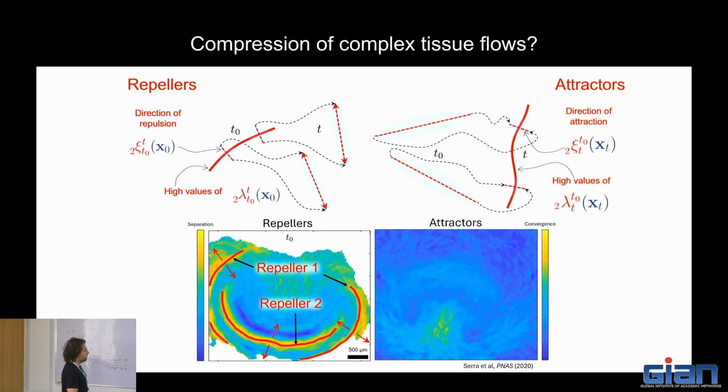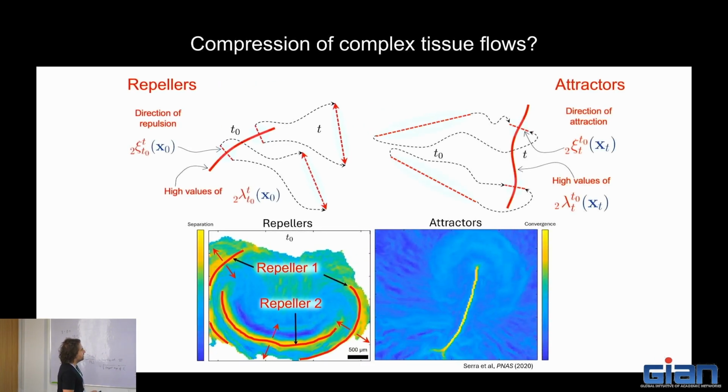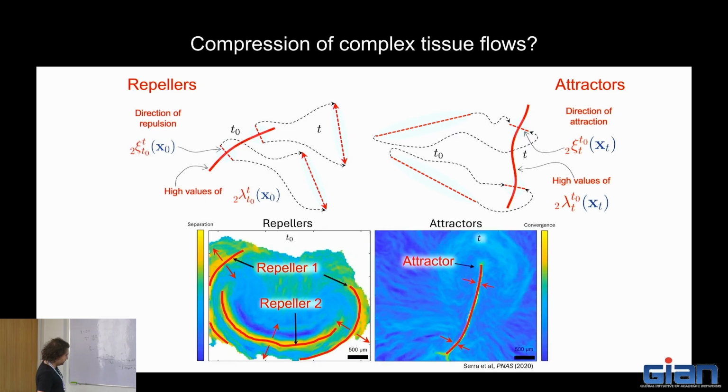This is also what we did yesterday. So you can compute where things initially far away will converge to in a particular time interval, t0, t, and you can also compute the direction of attraction, which is in which direction things will actually converge. And in this system we had one attractor.